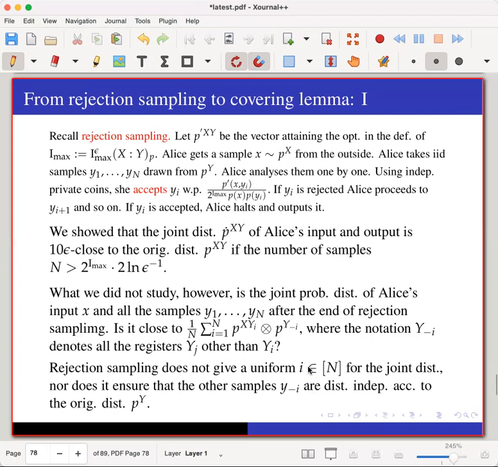So there are two problems. I is definitely not uniform, and, I should make it more precise, y1 to yi minus 1 are actually biased. So rejection sampling does not give me this.